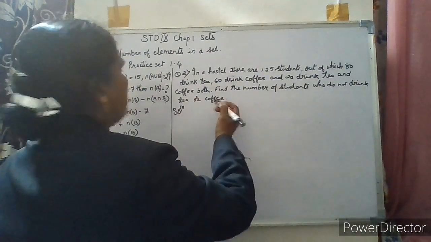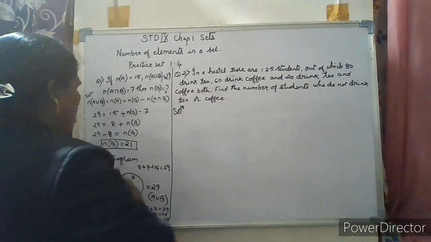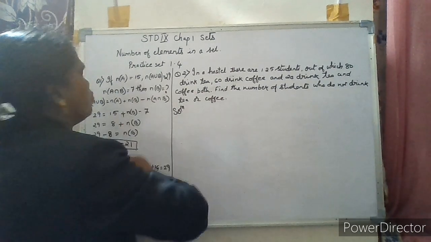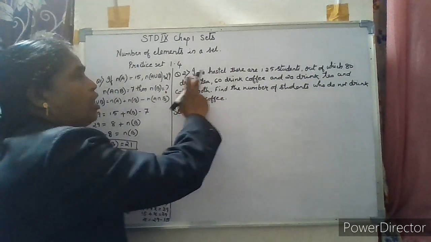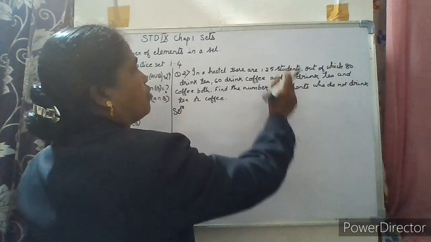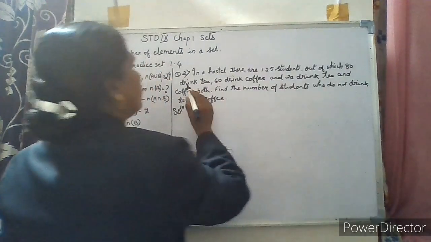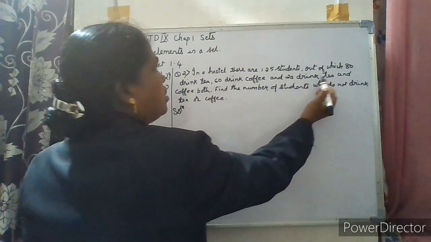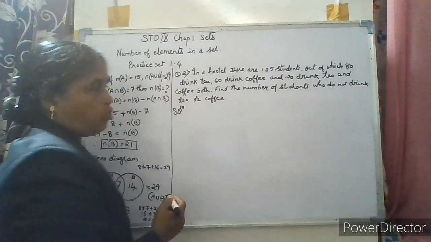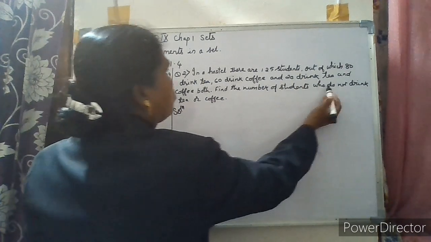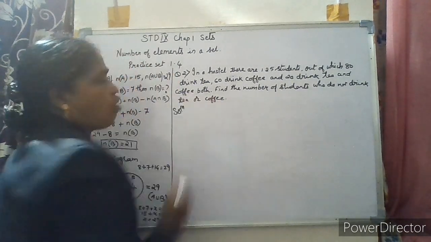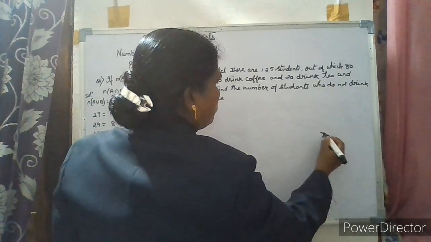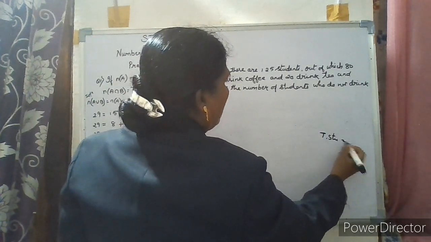These types of word problems can be solved using the formula for the number of elements in a set. So in a hostel there are 125 students, out of which 80 students drink tea, 60 drink coffee and 20 drink tea and coffee both. Find the number of students who do not drink tea or coffee. Total students is given as 125.